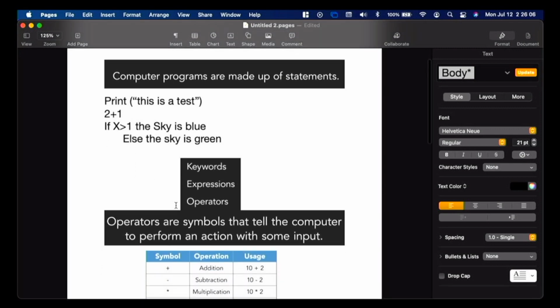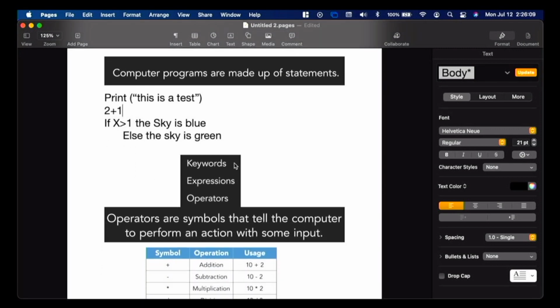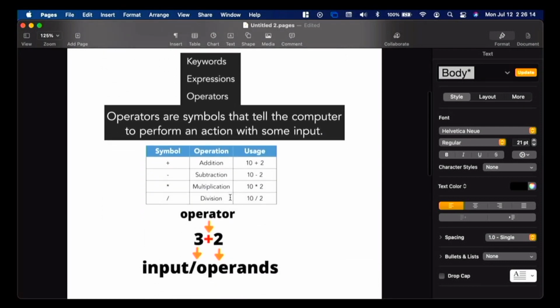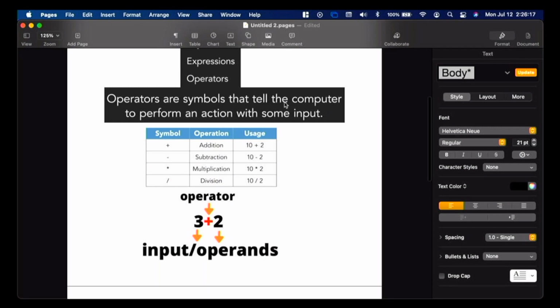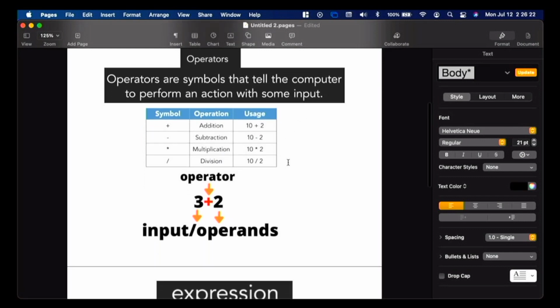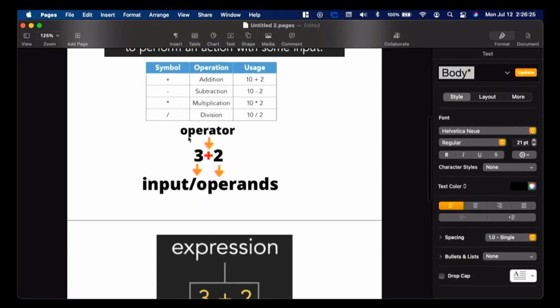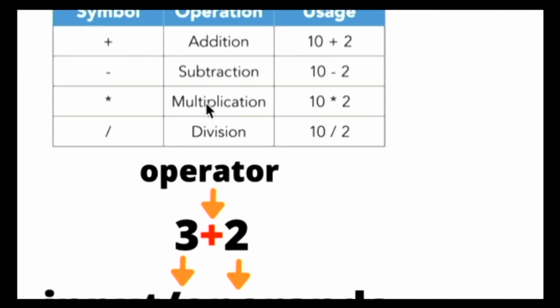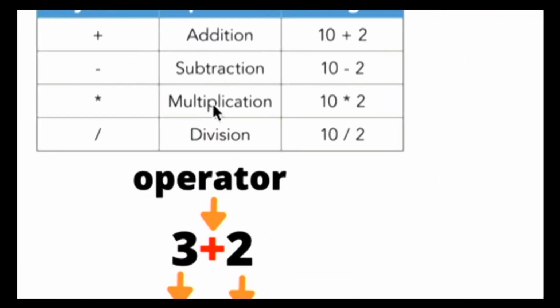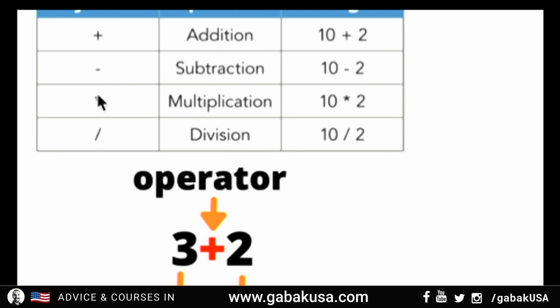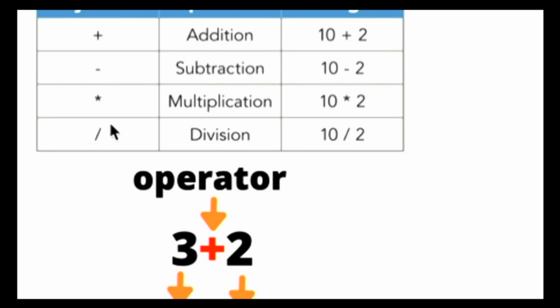Also we have keywords. That's something that we're going to talk about later. We have expressions and operators. Operators are the symbols that tell the computer to perform an action with some input. The operations here are addition, subtraction, multiplication, division: the plus sign, the minus or negative sign, the asterisk for multiplication, and the slash for division.